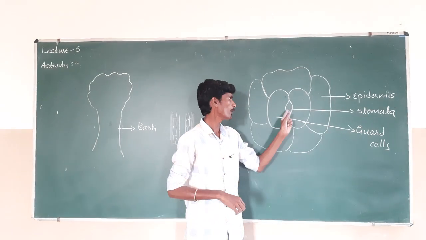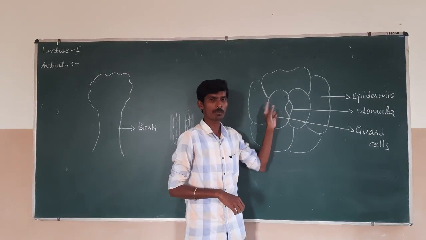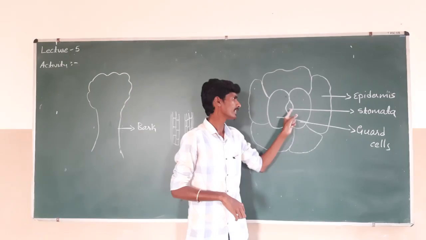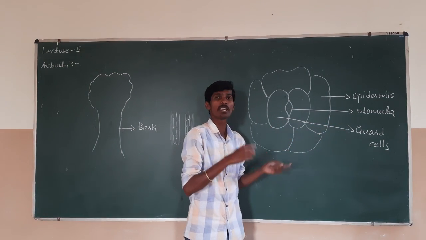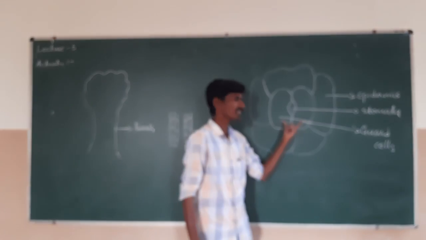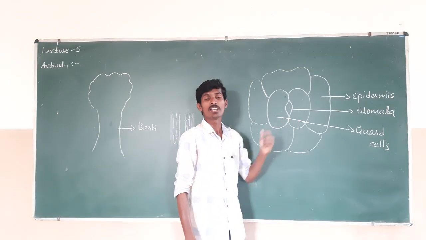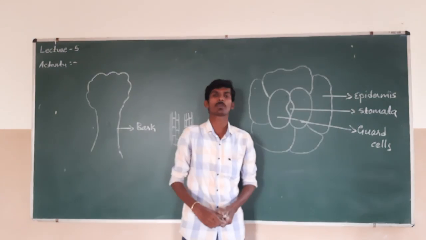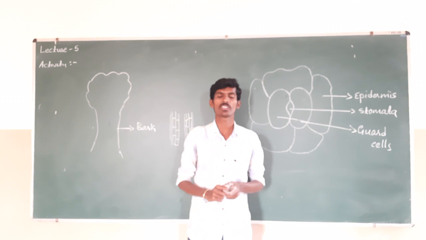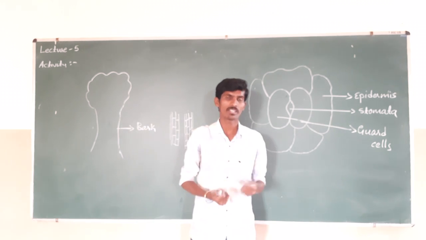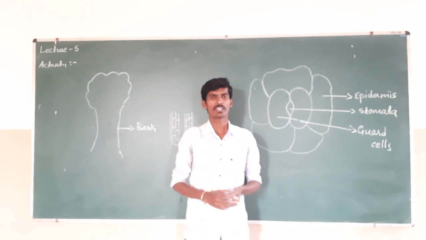Stomata: a pore present in the epidermal part of the plant body. This is called stomata. The stomata is enclosed by two kidney-shaped structures called guard cells. This stomata is helpful for the exchange of gases as well as transpiration. Transpiration means loss of water in the form of water vapor. It is called transpiration.